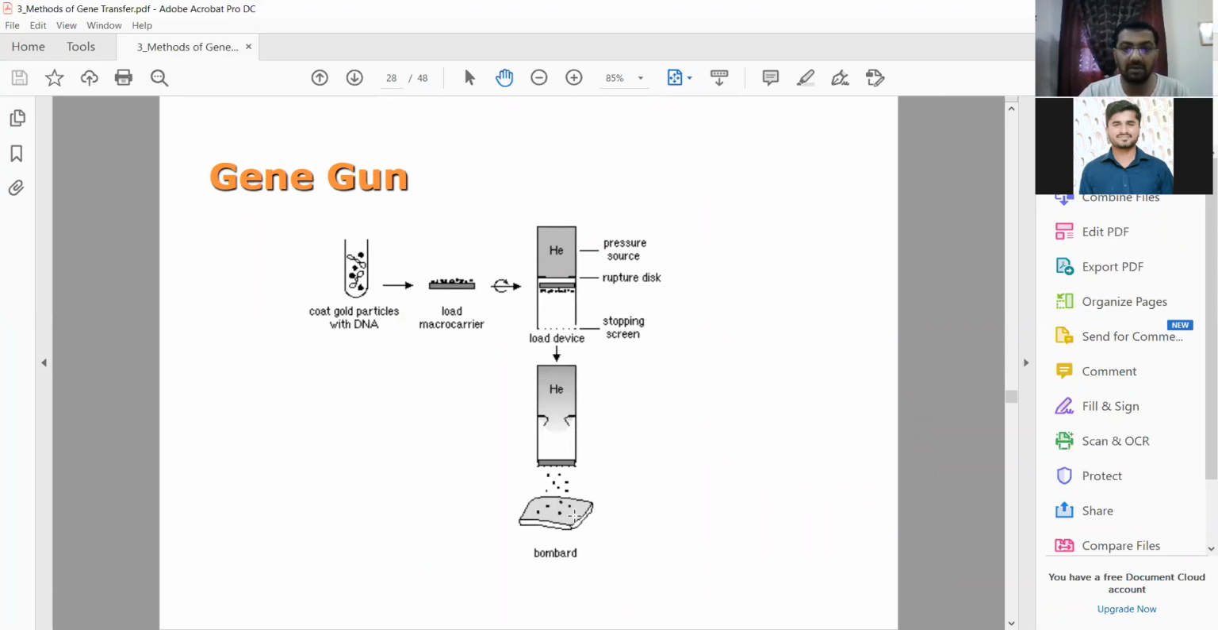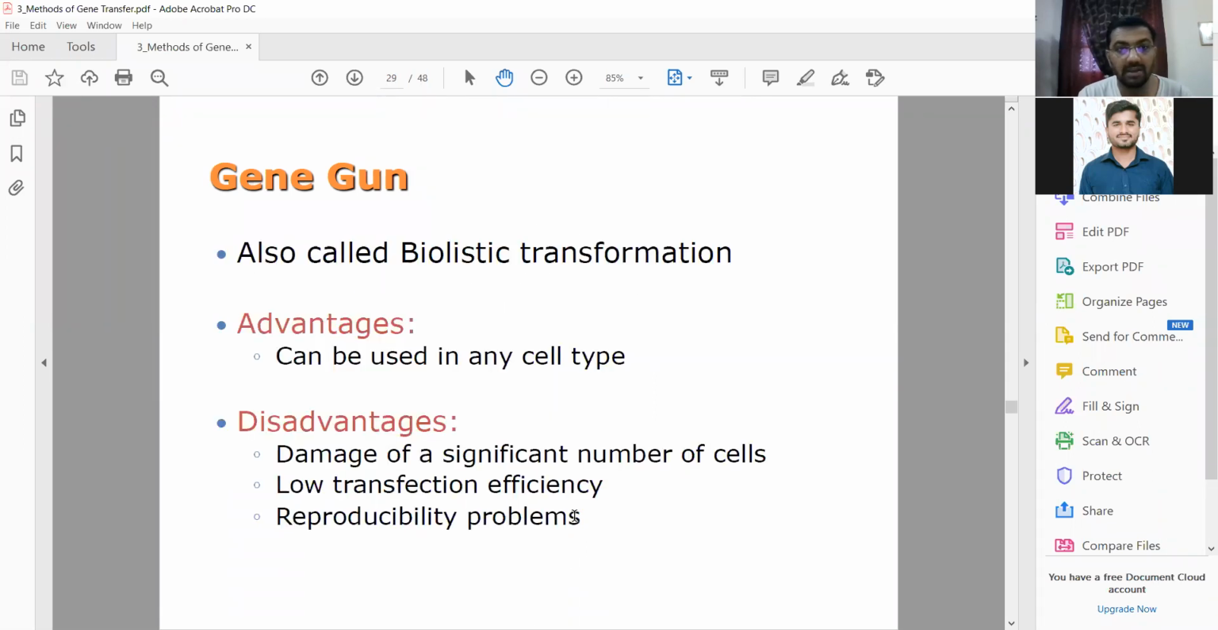And when the cells are bombarded, under pressure these gold particles along with the DNA enter the cell, and transfection or transformation takes place depending upon the type of cells you are bombarding. If you are bombarding microorganisms, it would be transformation, and if you are bombarding plant cells or eukaryotic cells, it is transfection. So moving further, gene gun is also called biolistic transformation.